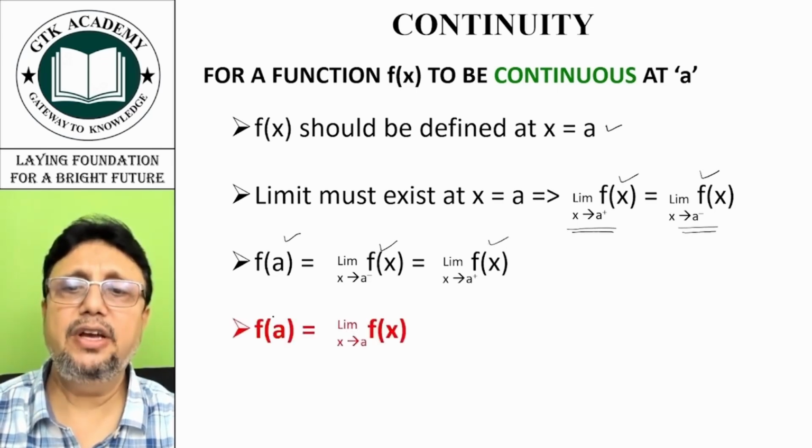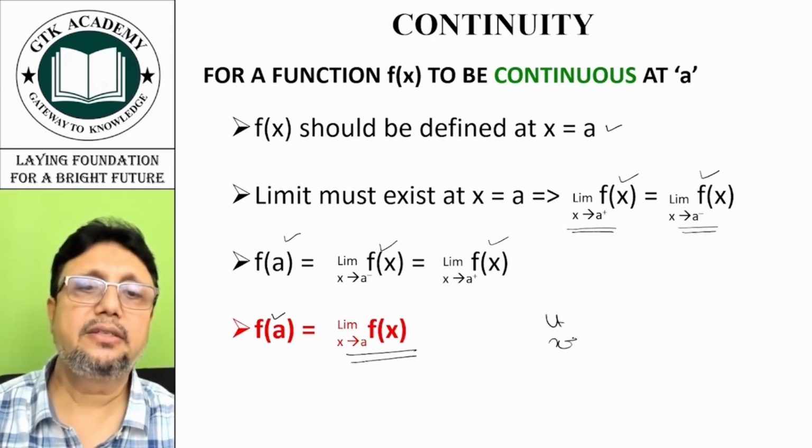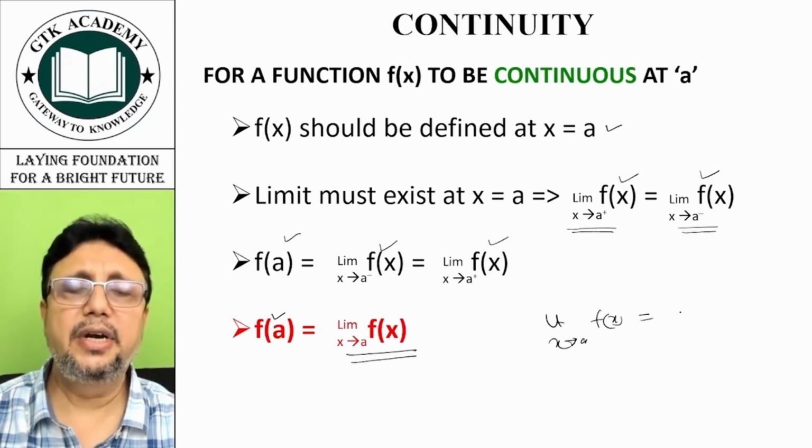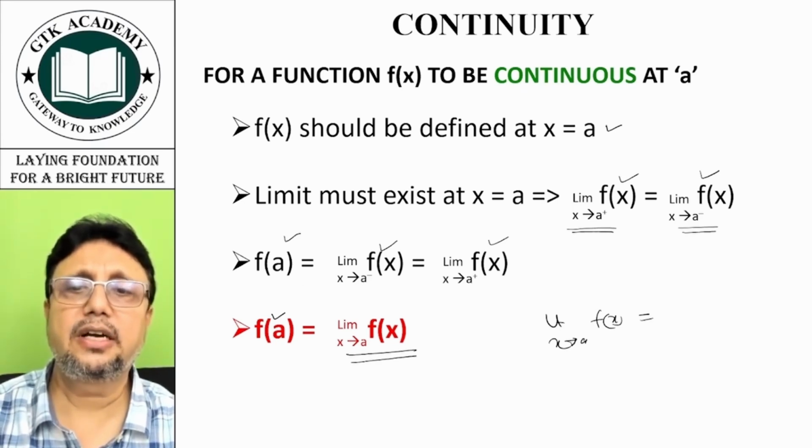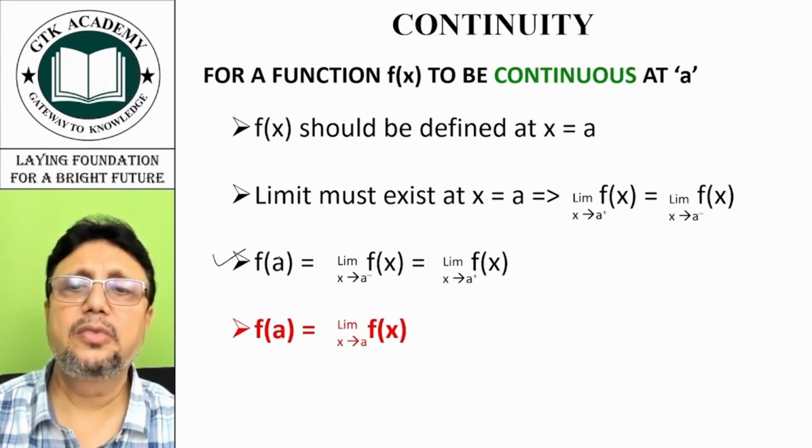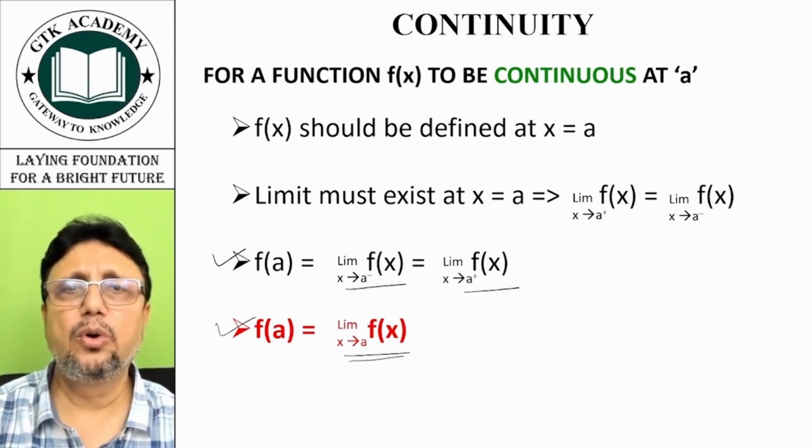That means f(a) is equal to the limit of the function as x tends to a, because the limit as x tends to a of f(x) existing means the limit exists, which you can say either right limit or left limit. So we can also write this condition in this form: f(a) should be equal to the right limit or left limit, or we can just write f(a) should be equal to the limit of f(x) at a. That itself means that both the right limit and left limit are equal.